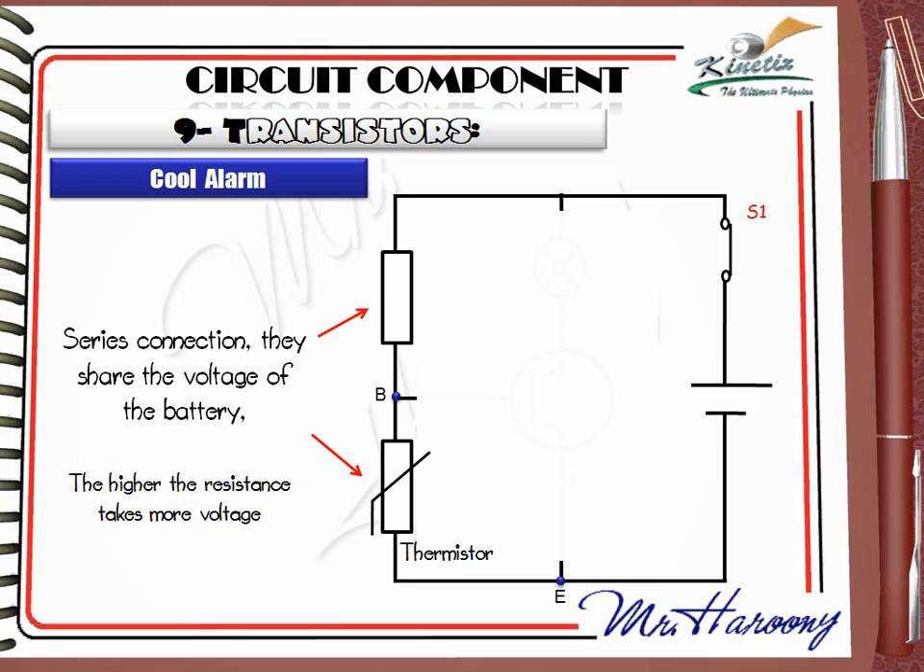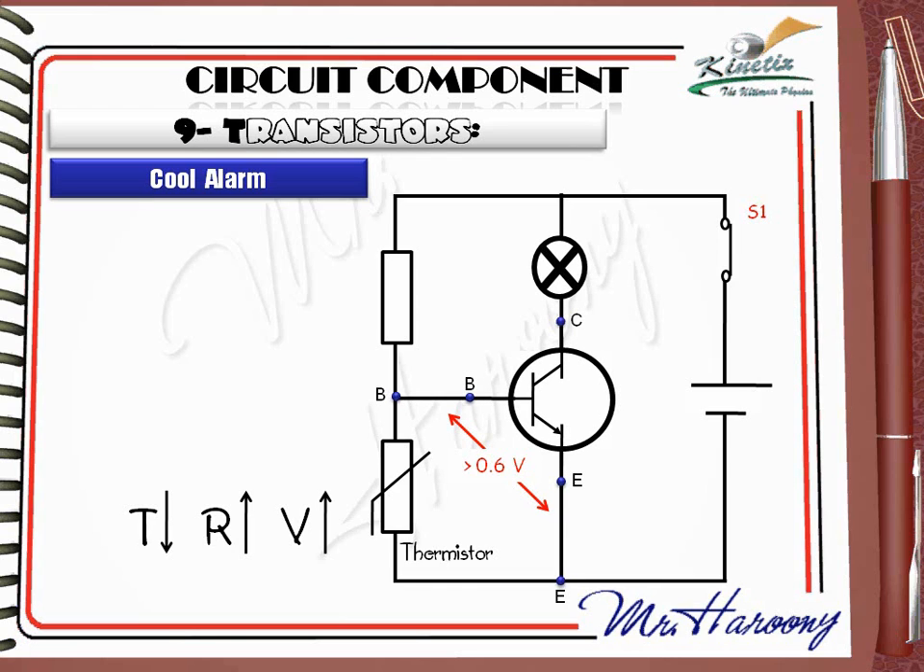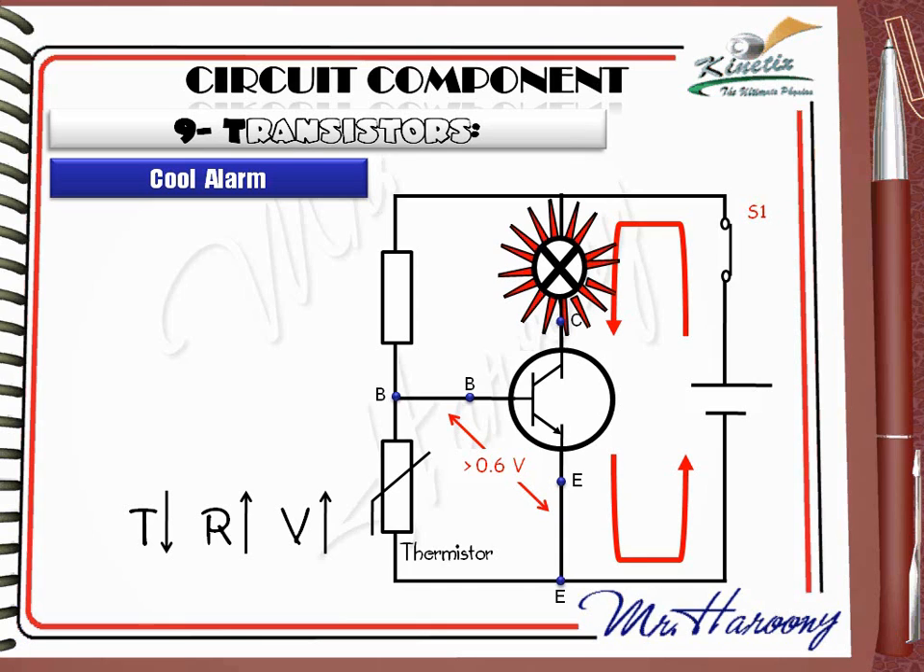Remember that this is a cool alarm. If weather becomes cold and temperature decreases, this means the resistance of the thermistor will increase. You can revise the thermistor part to know how it works. When the resistance of the thermistor increases, its share of the voltage increases. When the voltage across the thermistor exceeds 0.6 volts, in other words, the voltage across base and emitter becomes greater than 0.6 volt, the transistor switches on and the current flows between the collector and emitter, and the bulb will light.